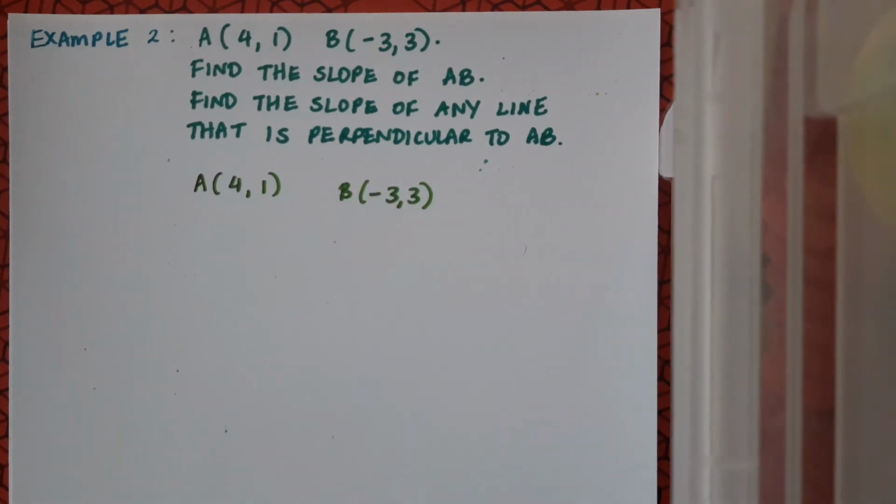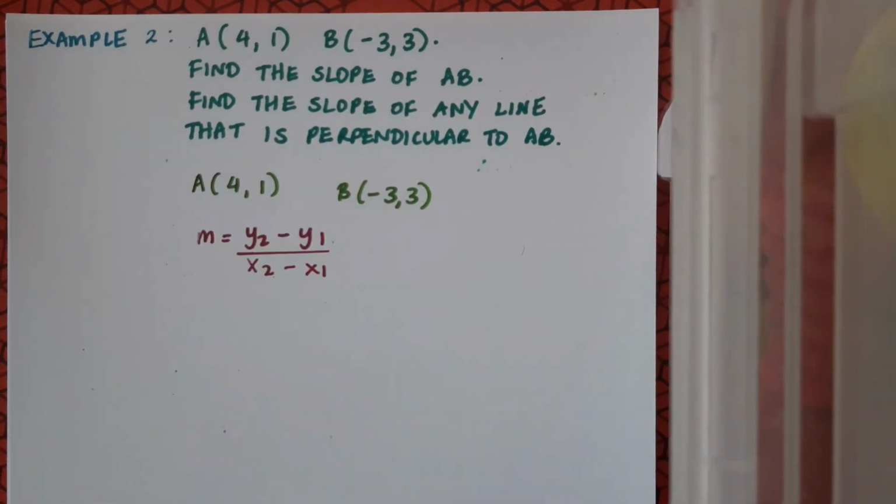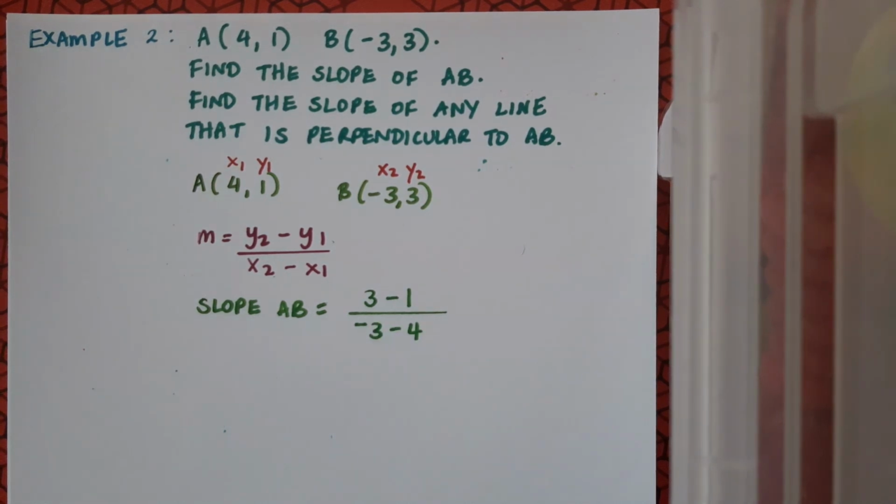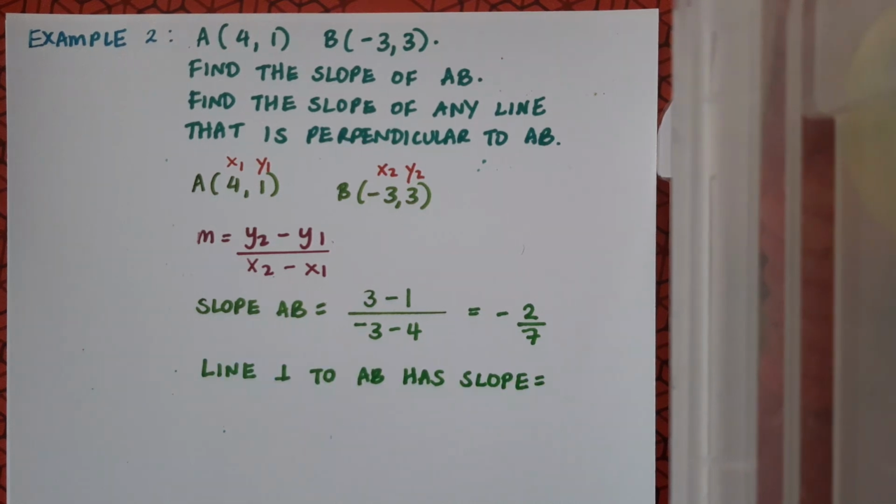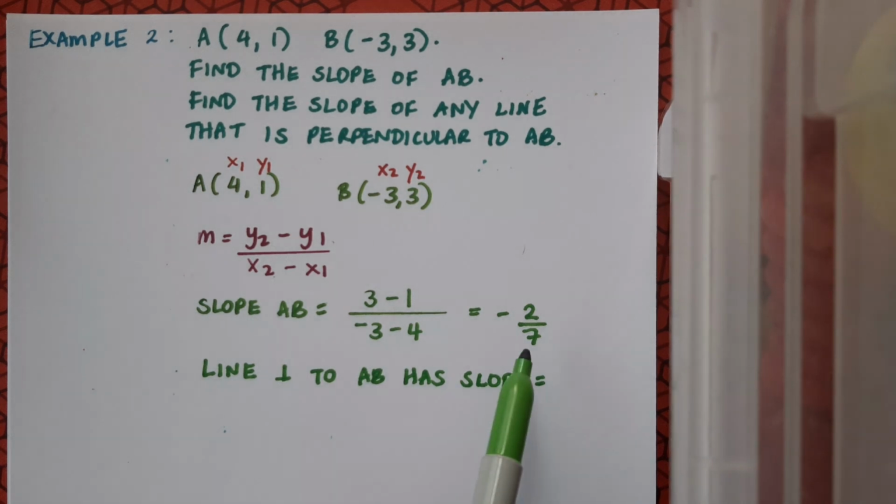So I've written down my points A and B. I've got my slope formula, and I'm labelling my points. So now I'll substitute into the formula. And on top I'll get 3 minus 1, and on the bottom I'll get -3 minus 4. When I put this into the calculator, I get a result of -2/7. And then finally I must get the slope of a line that is perpendicular to AB. So any line that is perpendicular to AB has a slope of, well, I can get that again by taking the slope of AB, flipping it over and changing the sign. So in this case my answer is 7/2.